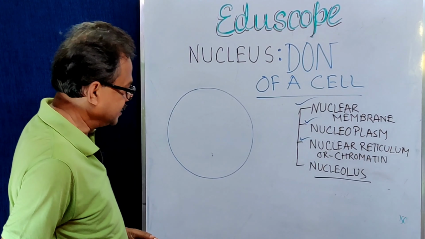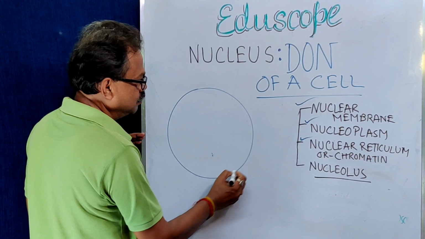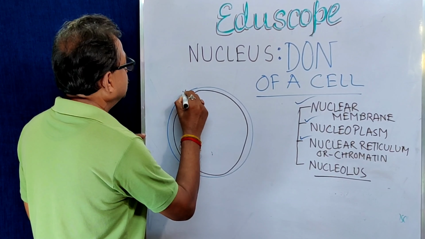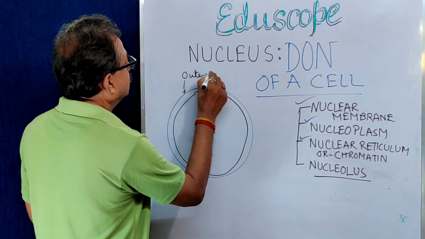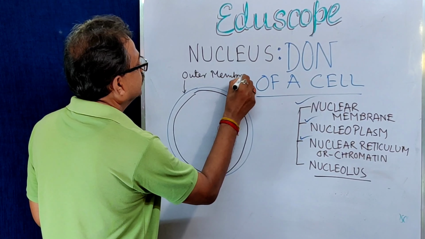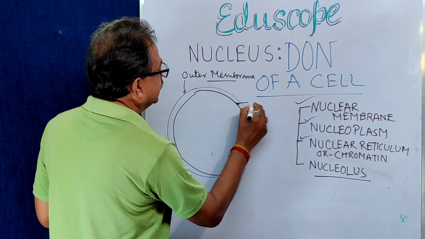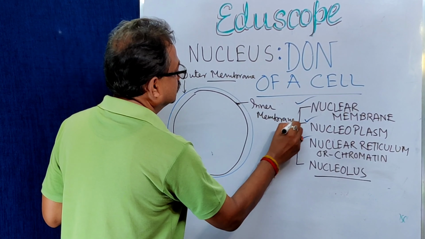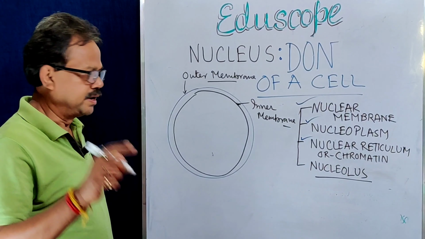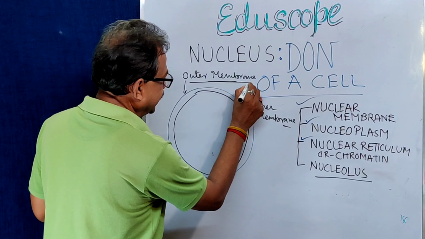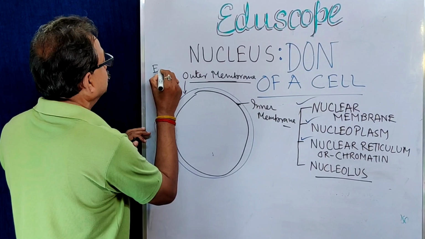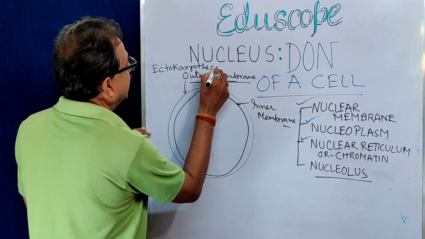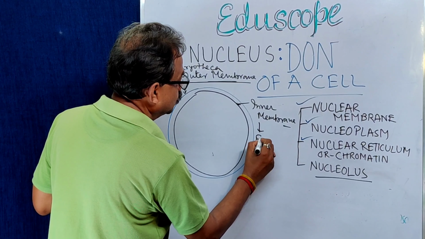Now you see the nuclear membrane has two walls: outer membrane and inner membrane. This nuclear membrane has two membranes. One is the outer membrane, called ectokaryotheca, and the inner membrane is called endokaryotheca.